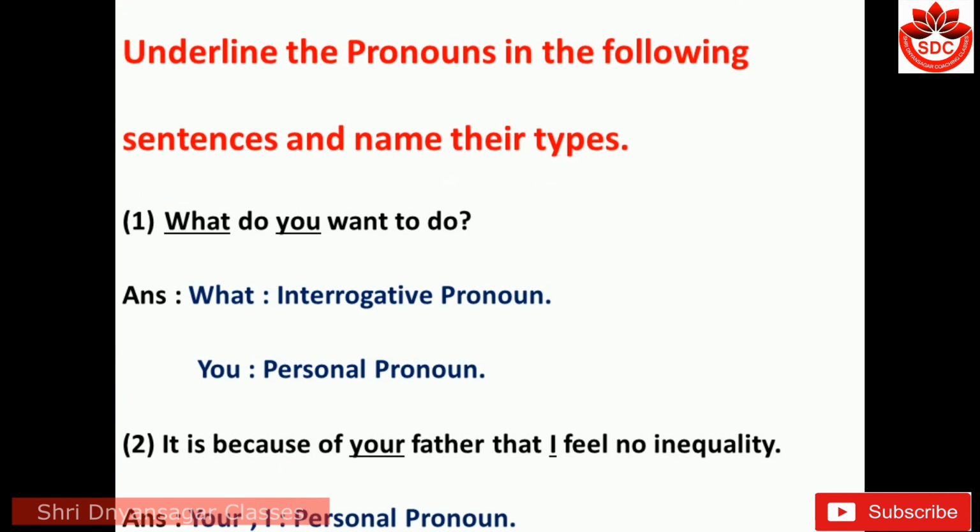Underline the pronouns in the following sentences and name their types. Question 1. What do you want to do? Answer: what is an interrogative pronoun and you is a personal pronoun. Second, it is because of your father I feel no inequality. Answer: your and I are personal pronouns.